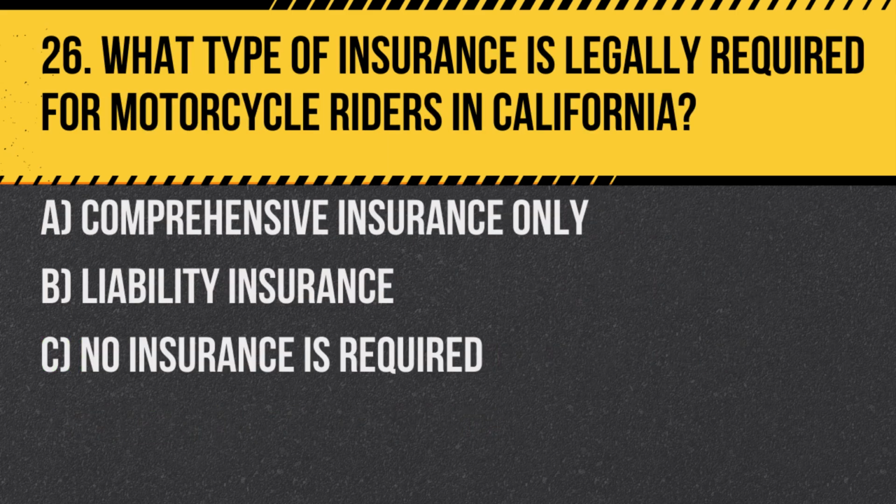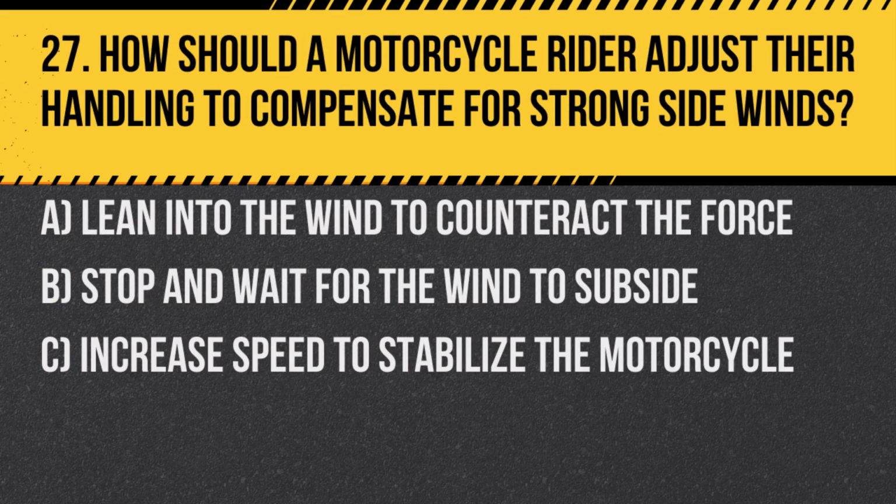Question 26. What type of insurance is legally required for motorcycle riders in California? A. Comprehensive insurance only. B. Liability insurance. C. No insurance is required. Answer: B. Liability insurance. This type of insurance covers the costs associated with damage and injuries you may cause to others in an accident.